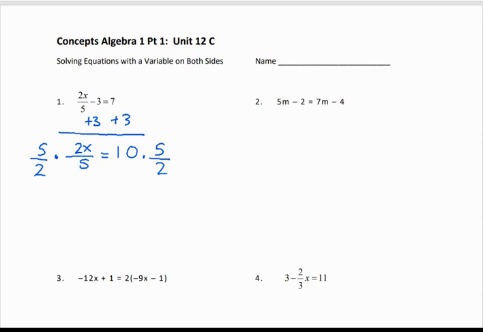By multiplying by the reciprocal on the left-hand side, it cancels the 5 and cancels the 2. We're just left with x. And on the right-hand side, to make this a little easier, I'm going to put that 10 over 1, and we just multiply across. So 10 times 5 is 50, 1 times 2 is 2. And then we always check to see if we can reduce our fractions. Can I do 50 divided by 2? Absolutely. It makes 25.